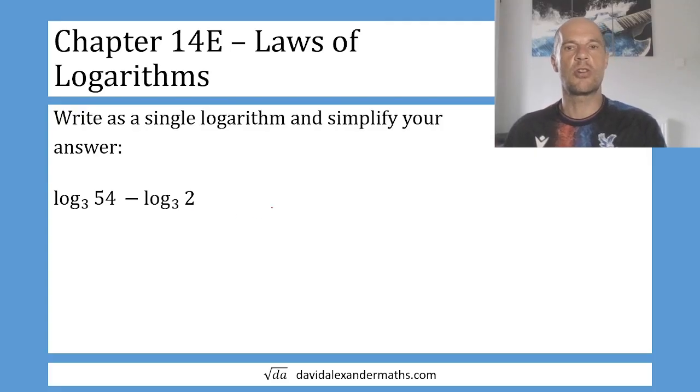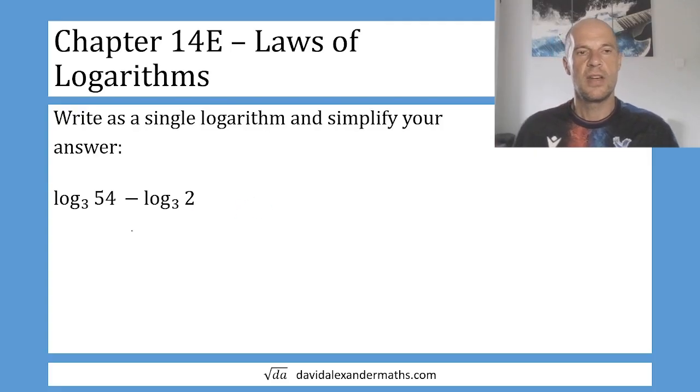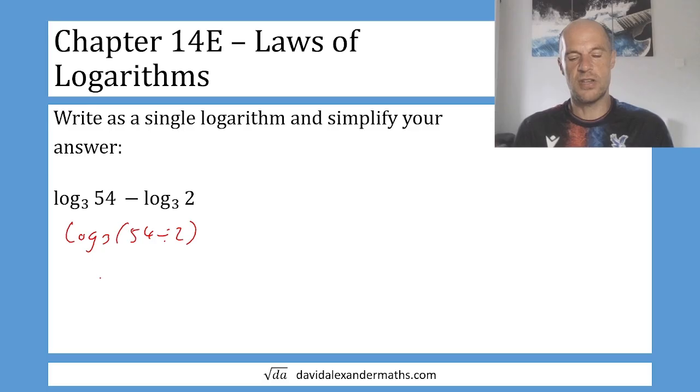So here's a worded question. Write as a single logarithm and simplify your answer. Okay, so we've got log 3 of 54 minus log 3 of 2. So that's going to be the log 3 of 54 divided by 2. And what is 54 divided by 2? It is 27. So that is the log 3 of 27.